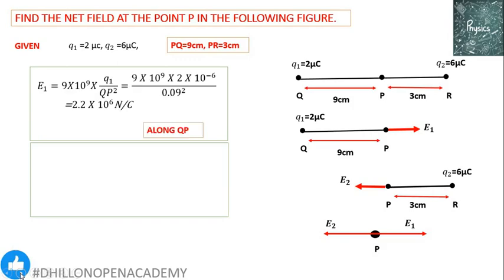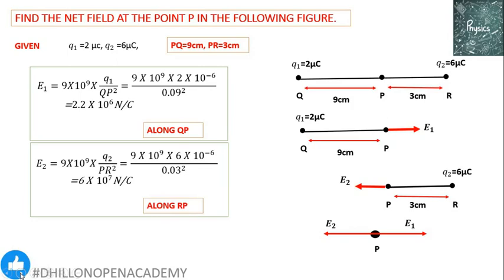Using the expression for electric field due to a single point charge, 1 over 4 pi epsilon naught, Q over R squared, the value of E1 comes out to be 2.2 into 10 raised to power 6 Newton per Coulomb, acting from Q to P, and the value of E2 comes out to be 6 into 10 raised to power 7 Newton per Coulomb, acting along R to P.